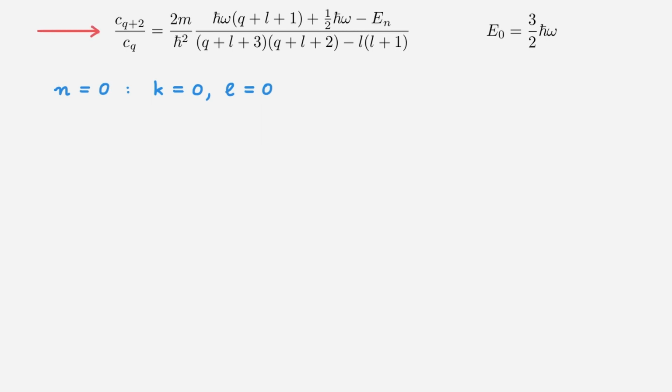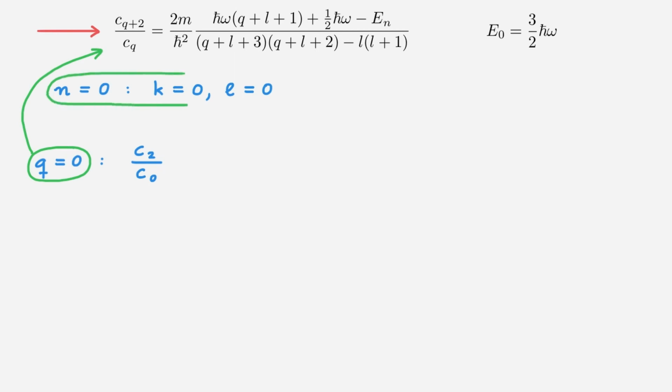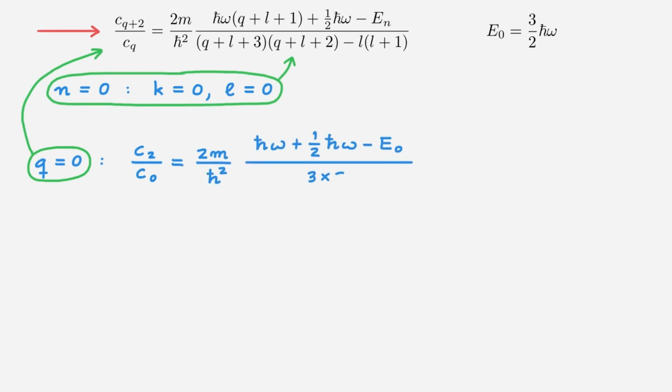First, remember that we can write the even expansion coefficients in terms of C0, and we can start with the first one corresponding to q equals 0. Inserting this value of q inside the equation at the top, we get C2 in terms of C0. We now insert these values of n and l into the recurrence relation, and replacing all q's, l's and n's by zeros, we get this very long expression.